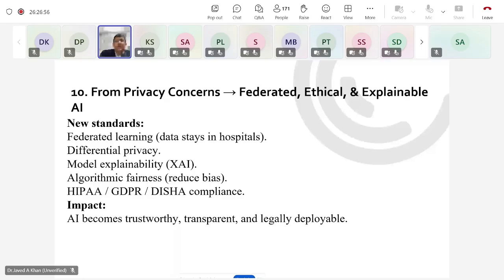So this is the shift from privacy concern to federated, ethical, and explainable AI. So we can diagnose what the causes are, and so on, through explainable AI. Okay, that is the major shift. Next one.